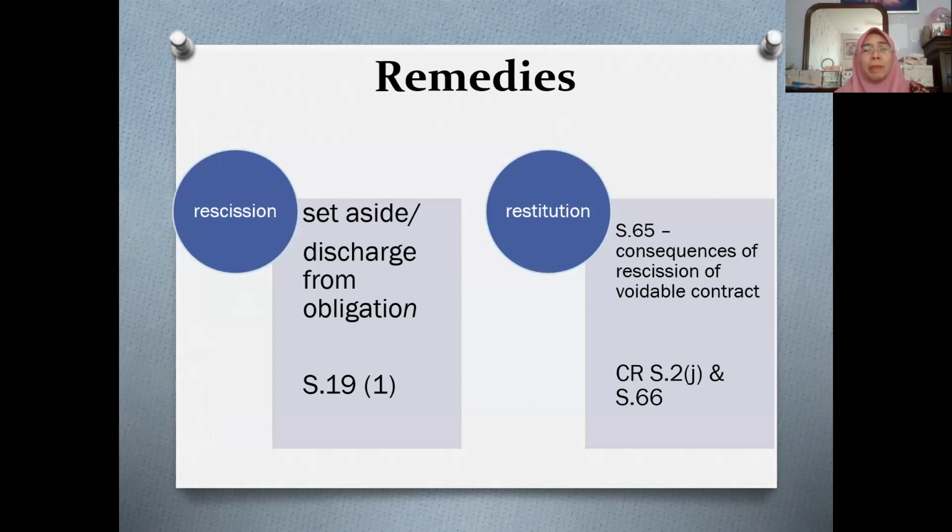Okay, this is the effect. This is the remedy. Remedy here: first, rescission, we set aside. The parties are discharged from obligation under section 19, subsection 1 just now, and also restitution. We restore the parties back to their earlier position. Just now I said, cross refer to section 2(j) and 66. Also 65. Sections 65 and 66 usually go together. They talk about void contracts.